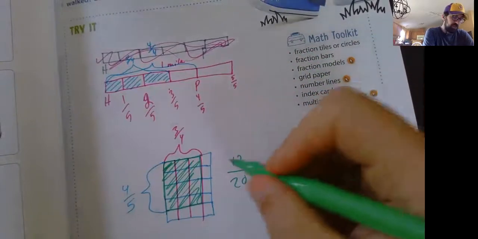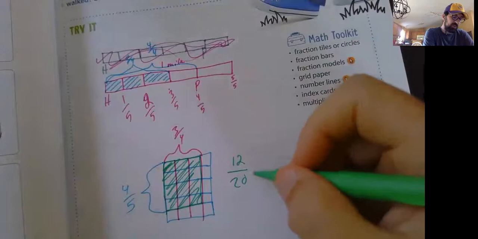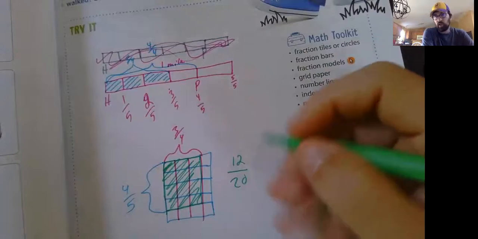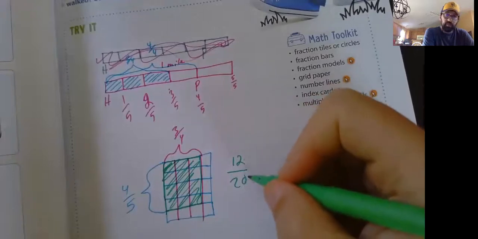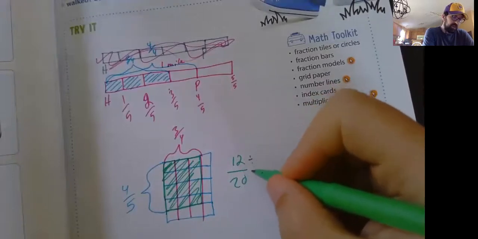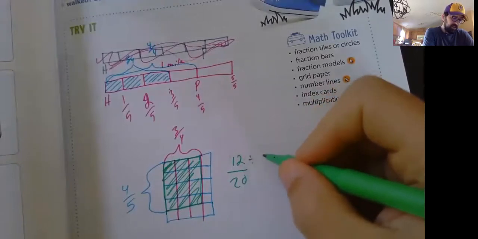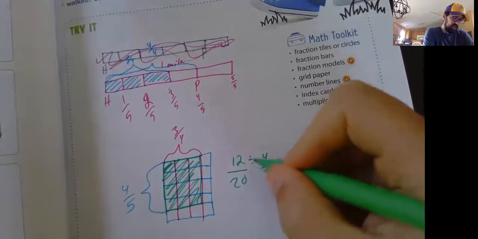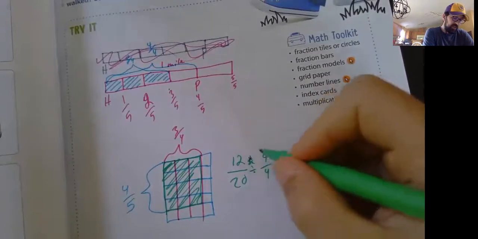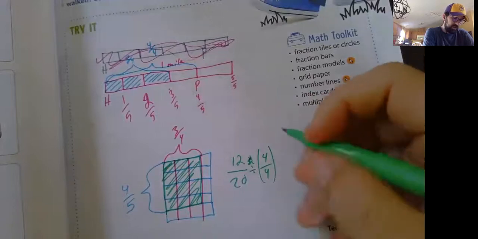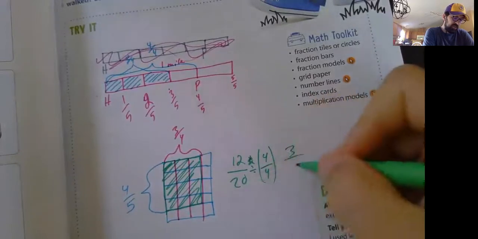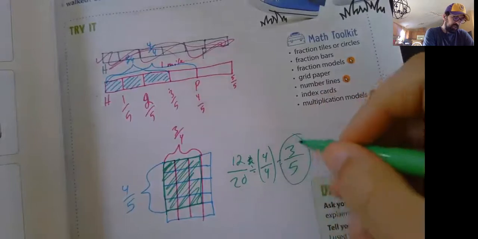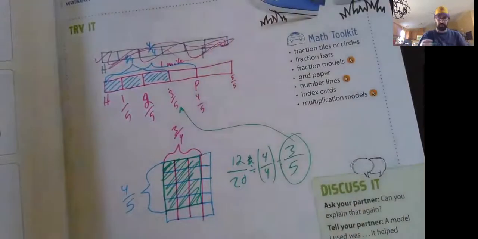Okay. So if we're going to simplify, what number can go into both 12 and 20? We talk about our multiples. Well, they're both divisible by 4, right? So if I divide by 4/4, 12 divided by 4 is 3, 20 divided by 4 is 5, and there we get the same answer.